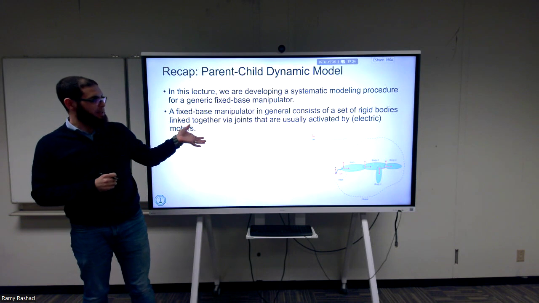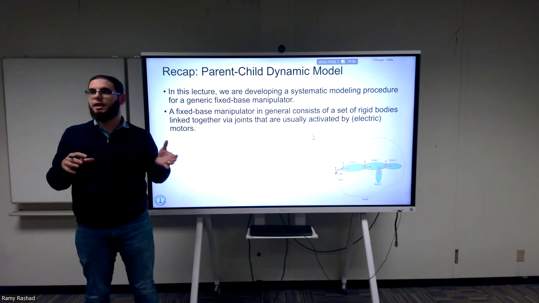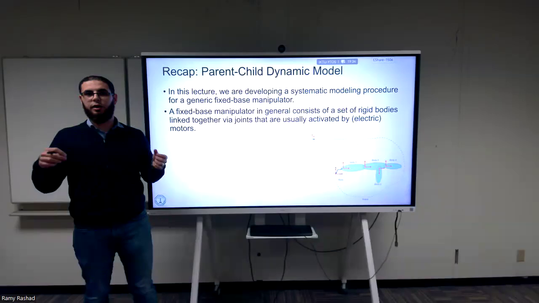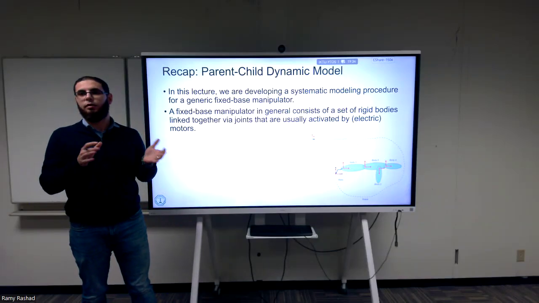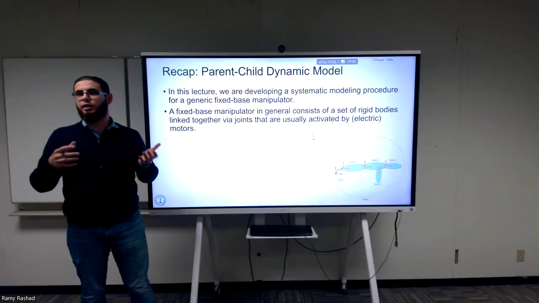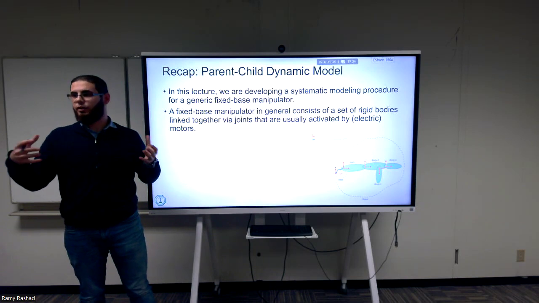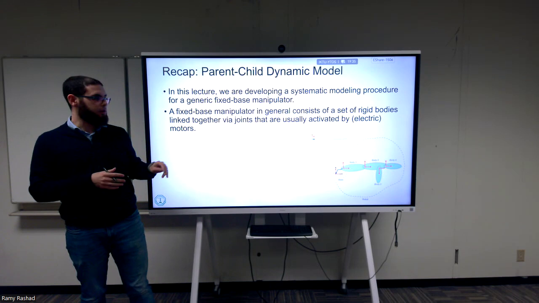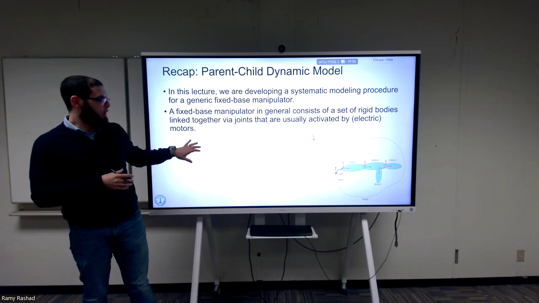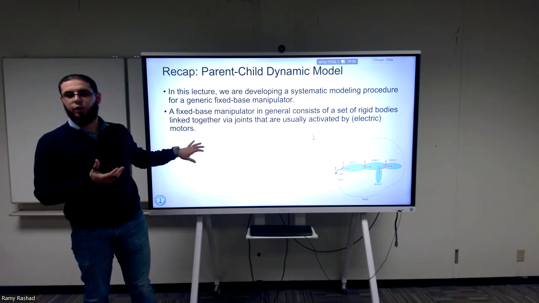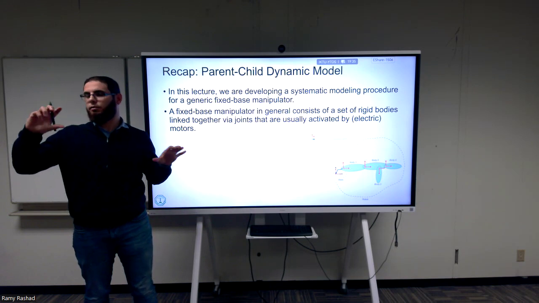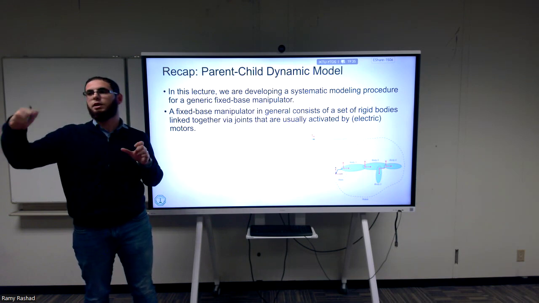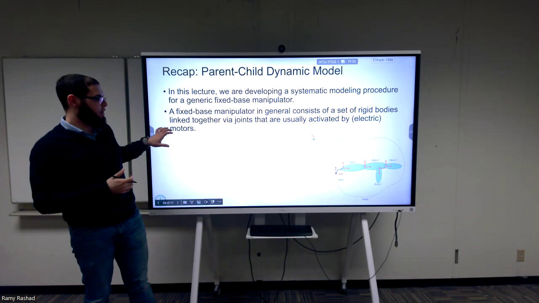And we said that a fixed base manipulator will be a set of rigid bodies connected to each other by revolute joints in general. And you can have a 1 degree of freedom or 2 degrees of freedom or 3 degrees of freedom joint, depending on how complicated you are. The revolute joint is a very common choice for joints, because then we use rotary electric motors to actuate these joints. So this is why it's very popular.